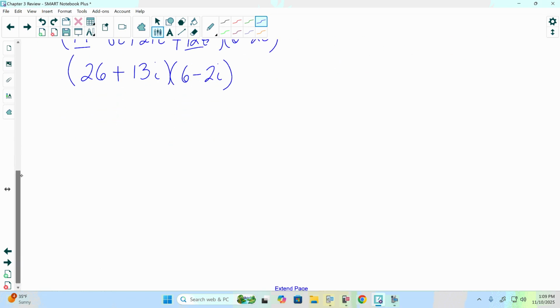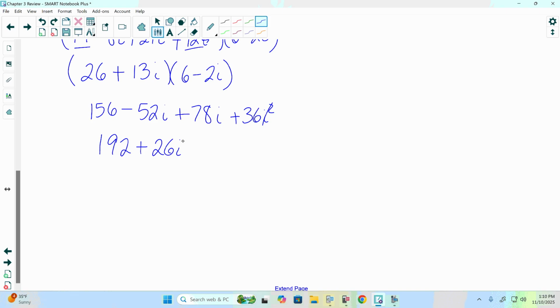Then we'd have to multiply by 6 minus 2i. 6 times 26 is going to be 6 carry the 3, 12, 156, minus 52i, plus 78i, minus 36i squared. Well, i squared is going to be negative 1, telling us that we have 156 and 36, 192 plus 26i.